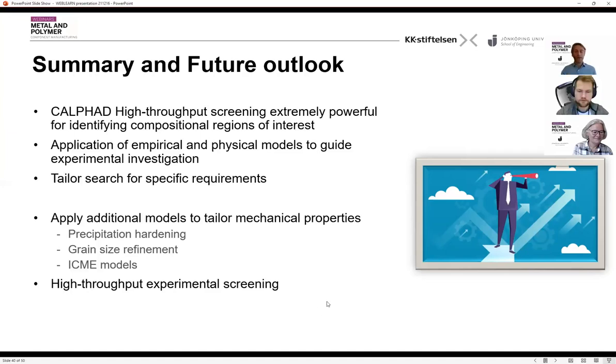The future outlook for high throughput screening is to try to apply further models so that we can enhance the prediction of mechanical properties even further. And that can be from grain size refinements and ICME models applied to high throughput screening. Finally, after computational high throughput screening, it's also nice if we could come up with methods for experimental high throughput screening.